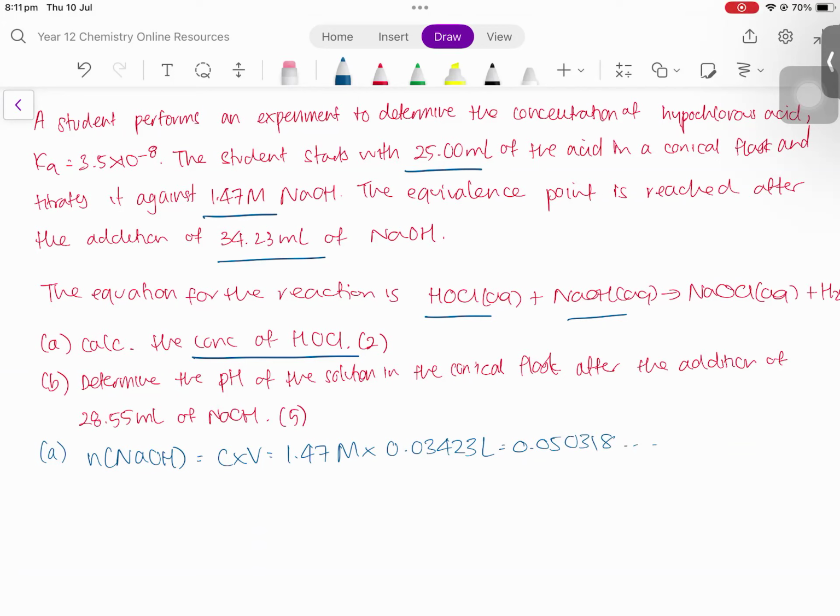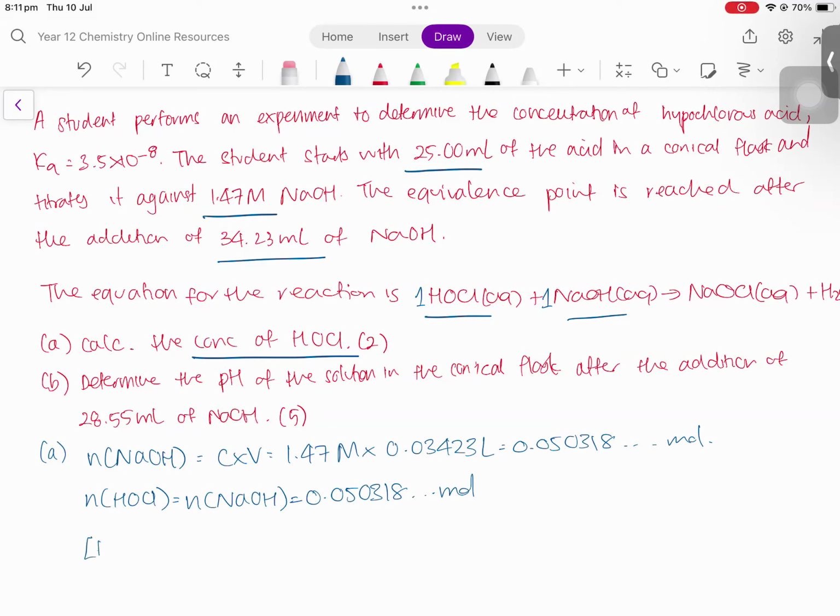0.050318. The equation is given to you in the question. It's a 1-to-1 ratio with the HOCl and NaOH, which means your moles of the acid is the same. So moles of HOCl is moles of NaOH is 0.050318. And then now that you're at the chemical in question, the question asks you about HOCl. We've now got the moles of HOCl.